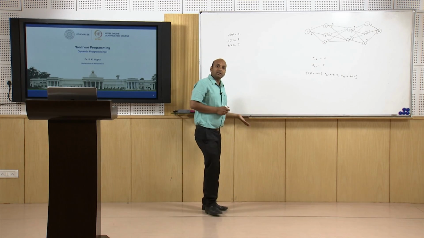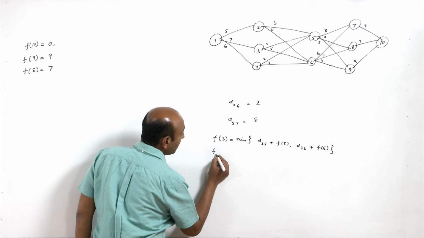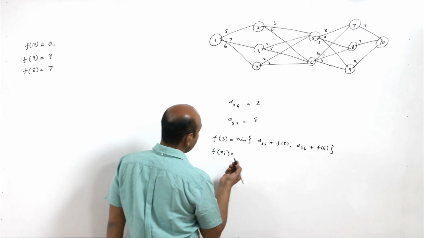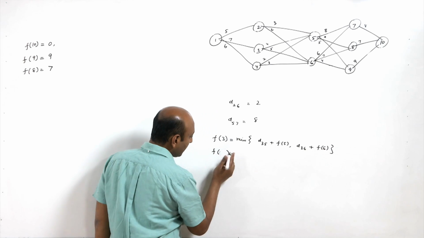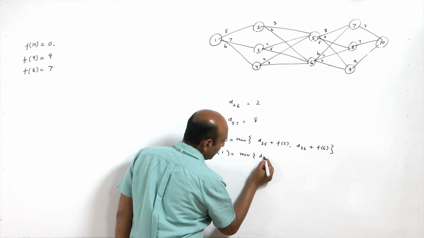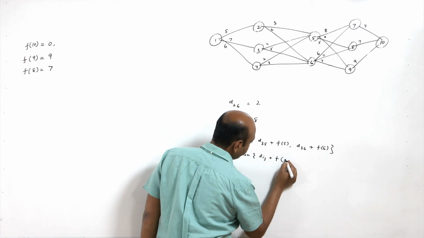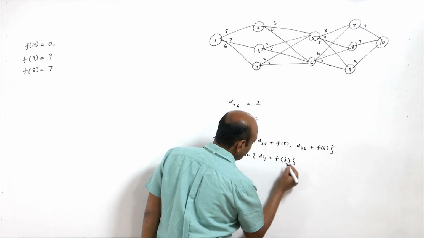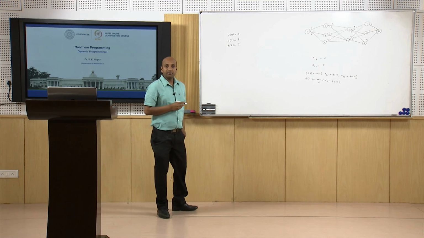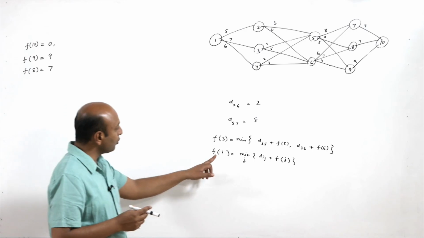So, in general, how can we define Fi? Fi is the minimum over j of Dij plus Fj. That will give Fi, the minimum distance from node i to node 10.